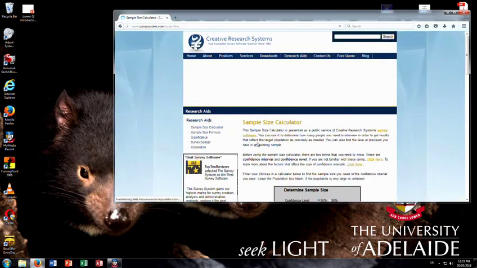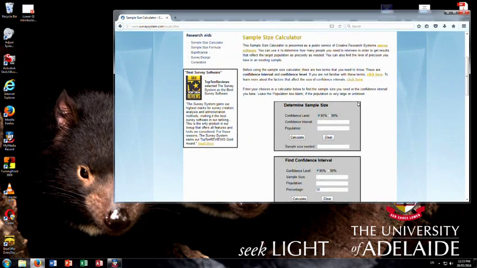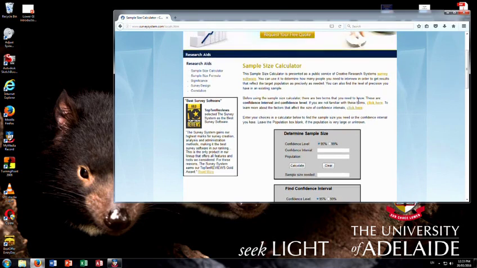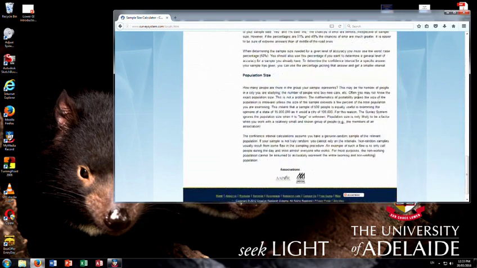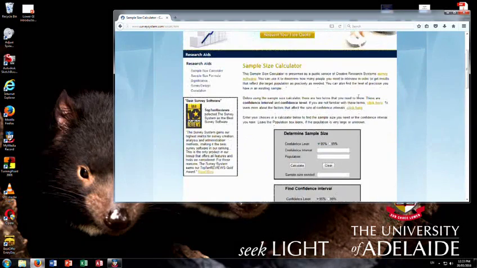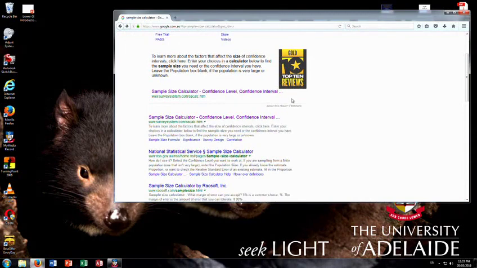Right, this is my first link on Google. Wow, what does that even mean? This is for confidence intervals. Okay. Oh, which I haven't covered. Damn. At least you can see how I go about trying to find information.